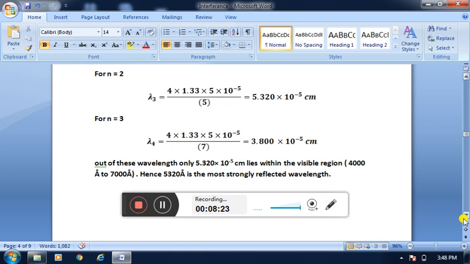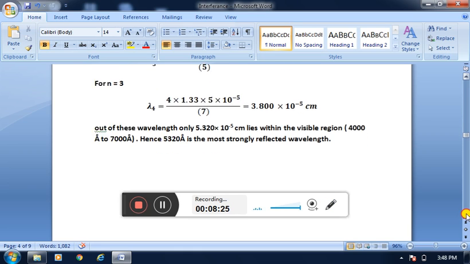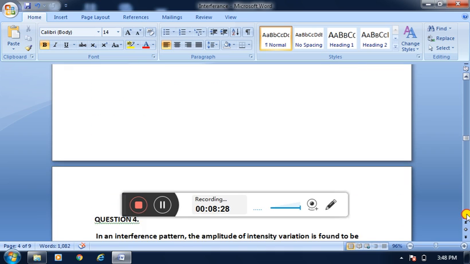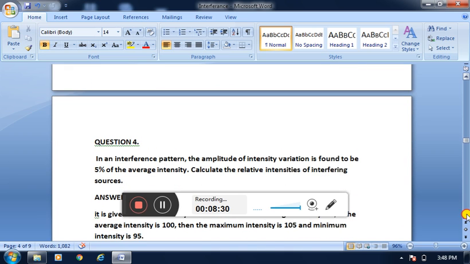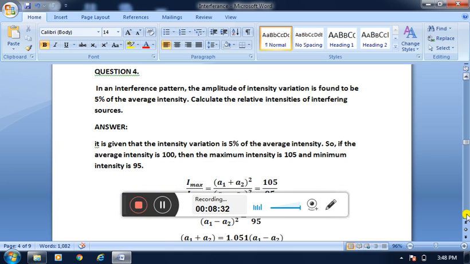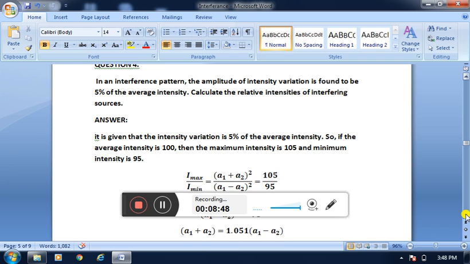Dear student, next we are going to solve a problem from interference. In an interference pattern, the amplitude of intensity variation is found to be 5% of the average intensity. Calculate the relative intensity. Dear student, 5% variation means if we suppose the average intensity is 100%, then maximum intensity is 105 and minimum intensity is 95.